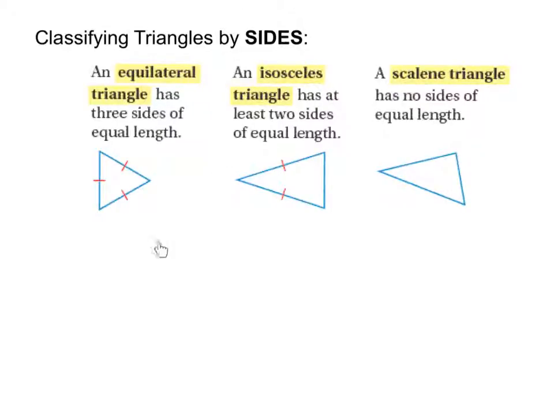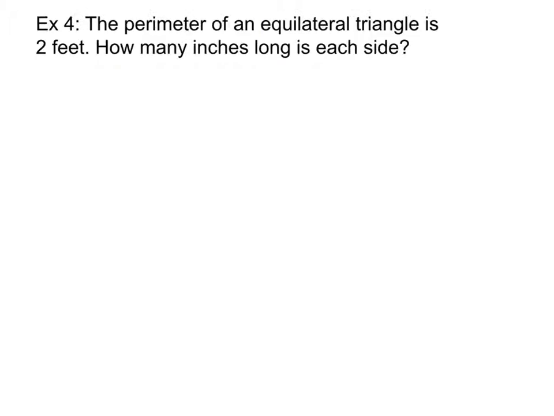Let's take a look at example 4 now. In example 4, it says the perimeter of an equilateral triangle is 2 feet. How many inches long is each side? So if this is our triangle, remember perimeter, you're just walking along the outside edge of our triangle. If we add up all 3 sides, it's equal to 2 feet, but they want to know how many inches that is. So we just have to convert 2 feet to inches.